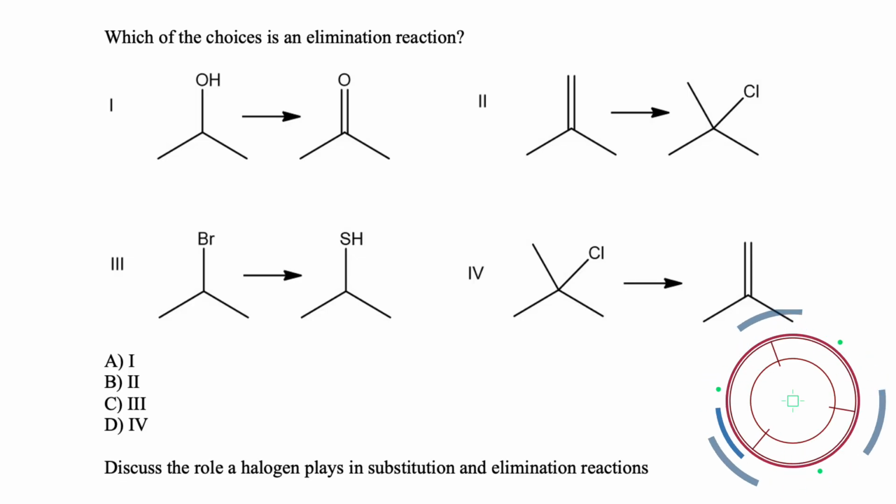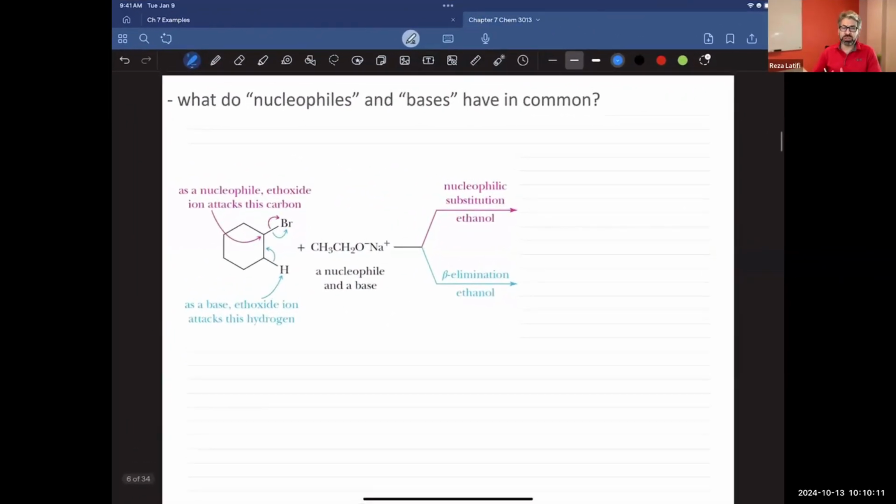Now, what's the common thing between a base and a nucleophile? Base and nucleophile share a lone pair. Both of them have a lone pair. A nucleophile must have a lone pair to share with the carbon that has a partial positive charge. A base has a lone pair that it can technically share with hydrogen and take hydrogen from the system. So our nucleophile or our base has a lone pair.